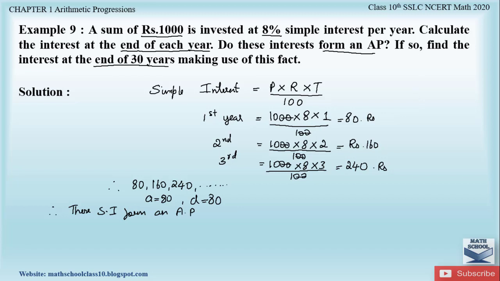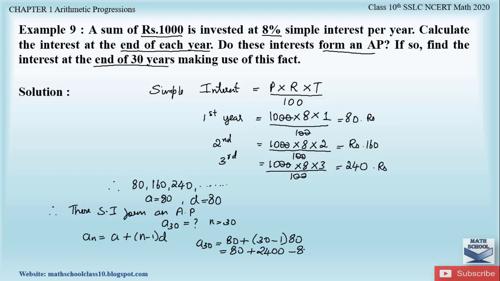Now we have to find out the interest at the end of 30 years making use of this AP. To determine A30, where n is equal to 30, by applying the nth term formula, which is given by an is equal to a plus n minus 1 into d. Now applying all these values, we get A30 is equal to 80 plus 30 minus 1 into d, which is again 80. So 80 plus 8 3s are 24, that is 2400, minus 80. So plus 80 and minus 80 will get cancelled. Therefore we get A30 is equal to 2400.